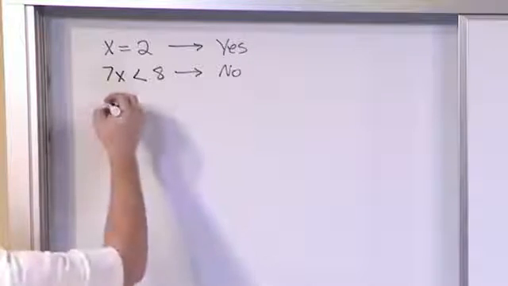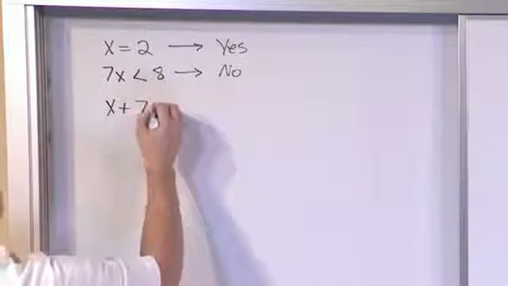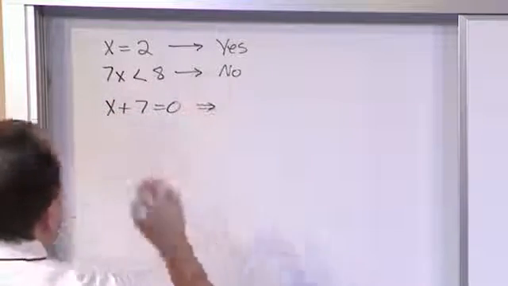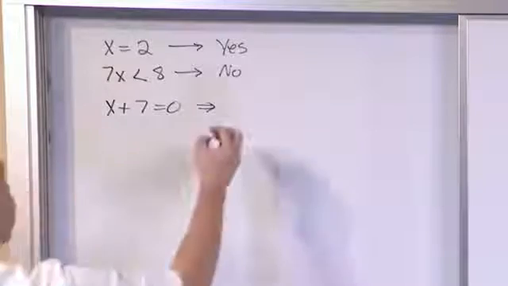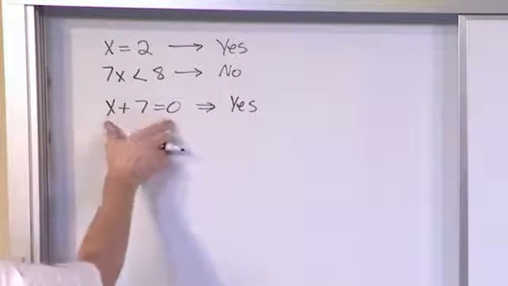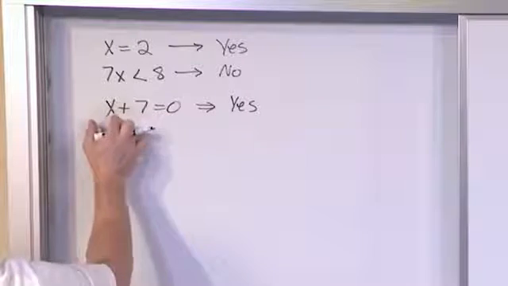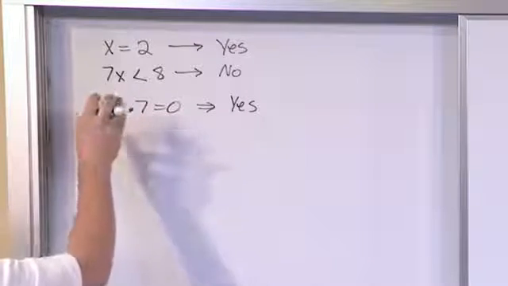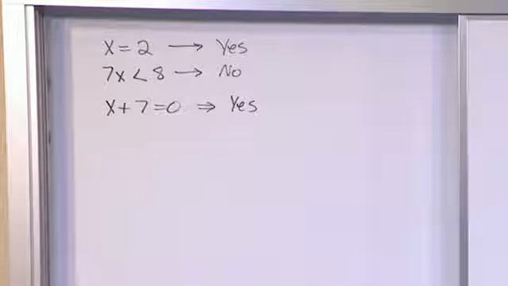What if you had something like x plus 7 is equal to 0? Is this an equation? The answer is yes. It is an equation. Why? Because you have an equal sign. What this is telling me is that whatever x is, I need to be able to add 7 to it, and then whatever I get has got to be equal to 0.